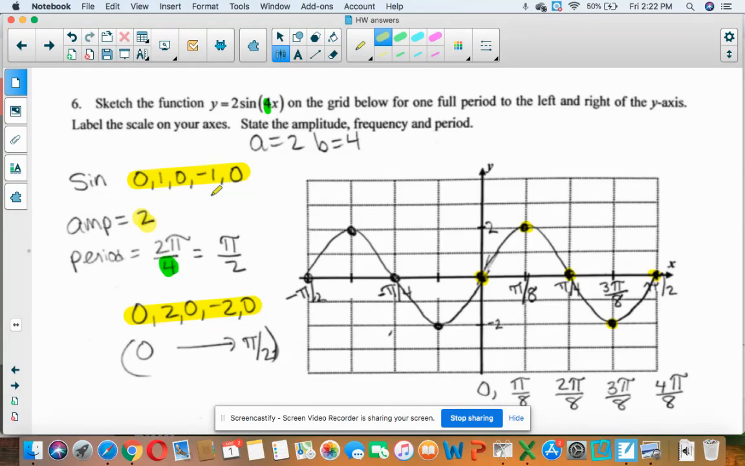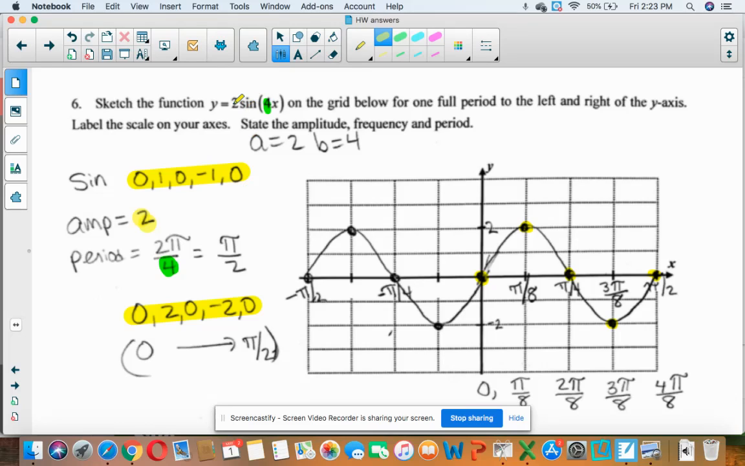Okay, so on the next page, I have question 6. They want me to actually sketch the function y equals 2 sine of 4x. So it's important that you know the critical values for the sine graph. The critical values for the sine graph are 0, 1, 0, -1, and 0. And those values occur from 0 to 2 pi, because that's a normal period.